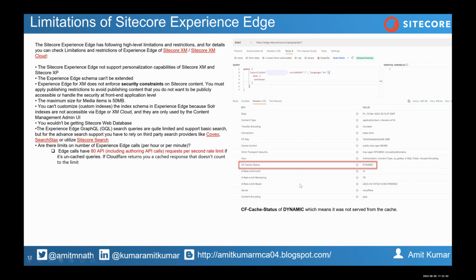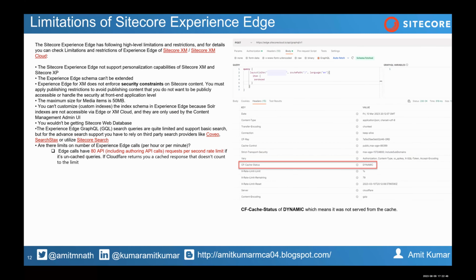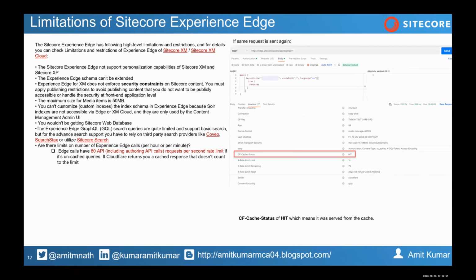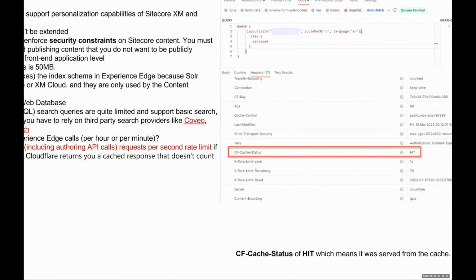So if you see here, there is a CF cache status, right? Dynamic means that you are directly getting data from a cloud, from Experience Edge, not from the cache. So any data which is coming from the cache is not counted in this API calls limit. If you send one request where you are searching a keyword like ABC, and again you send the same route or request, then the second time it will be served from the cache.